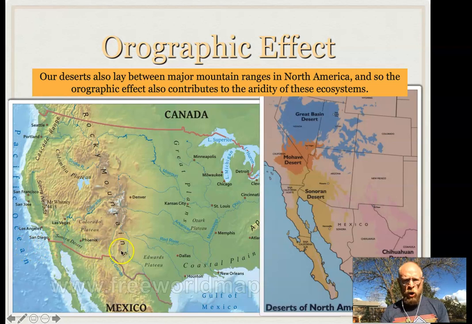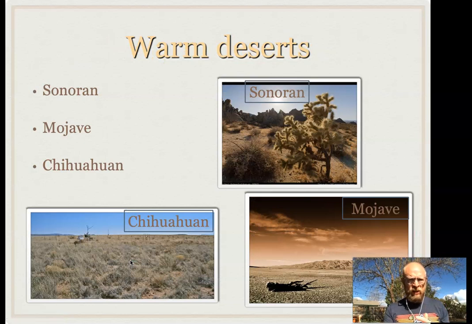The weather patterns are moving over those mountains, and so most of the moisture is precipitated out at the high elevations in those mountains. Then what hits the deserts on the other side is dry air, and that adds to the dryness of these deserts. Okay, so that's the orographic effect and Hadley cells.